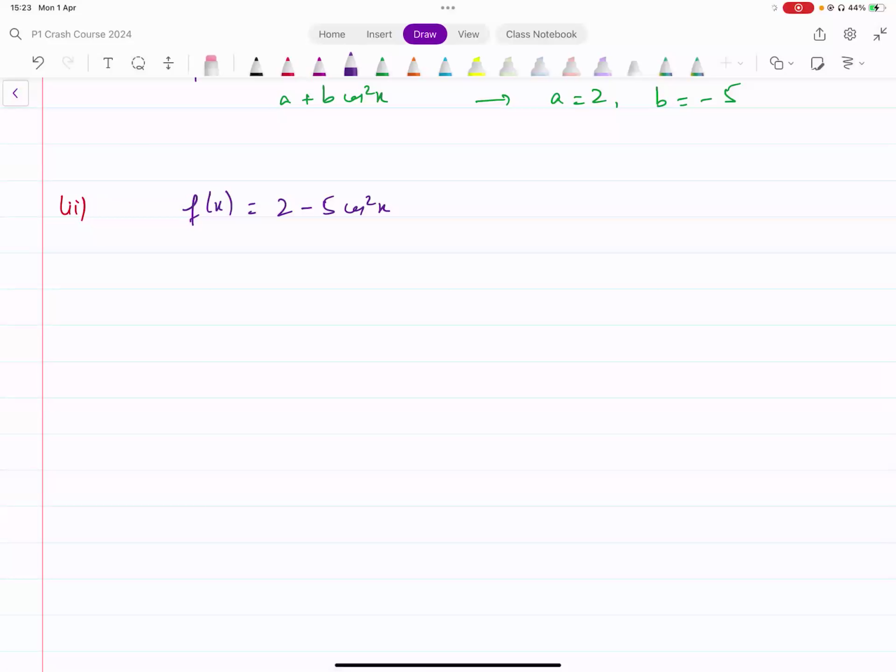Okay, from 0 to pi, that's the domain of the function. Now, what does the graph of cos look like? Cos of x. It looks something like this, right? You have to remember the shapes of the graph. This is the graph of cos function. Now, it starts from 1. It goes to 0 when it's pi over 2. And it goes to minus 1 when it's at pi.